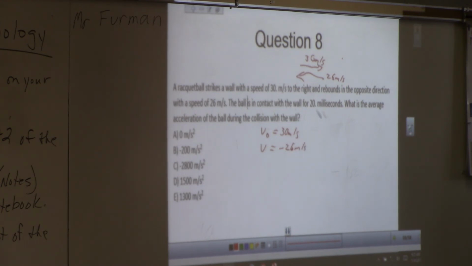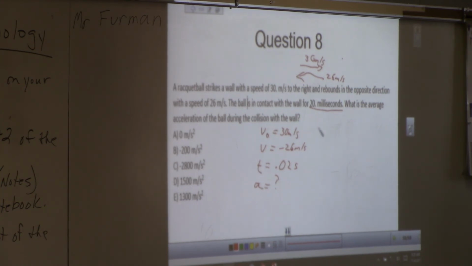The ball is in contact with the wall for 20 milliseconds. What's that? Time, sure. 20 milliseconds is 0.02 seconds. What is the average acceleration of the ball? We're looking for acceleration. And what's missing? What variable did I not use? Delta x. Do we have a kinematic that doesn't have delta x? Sure.